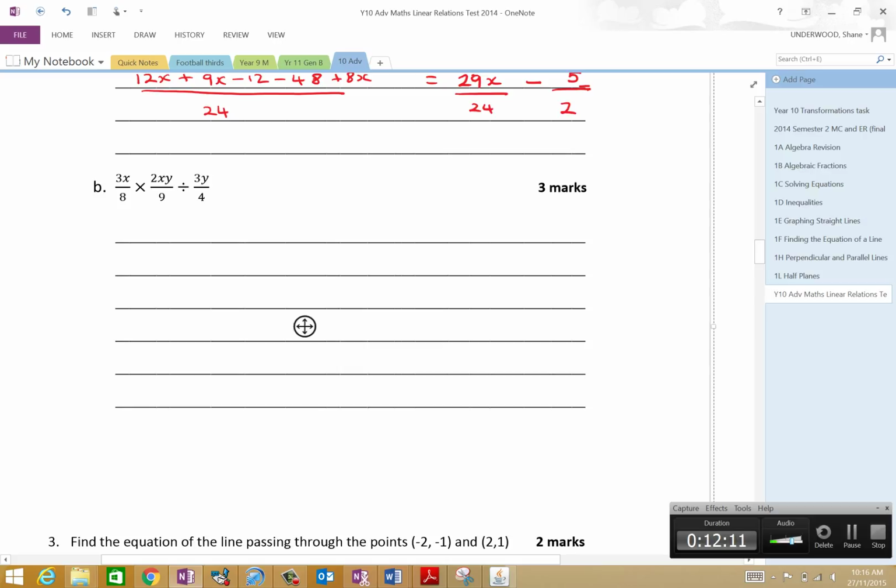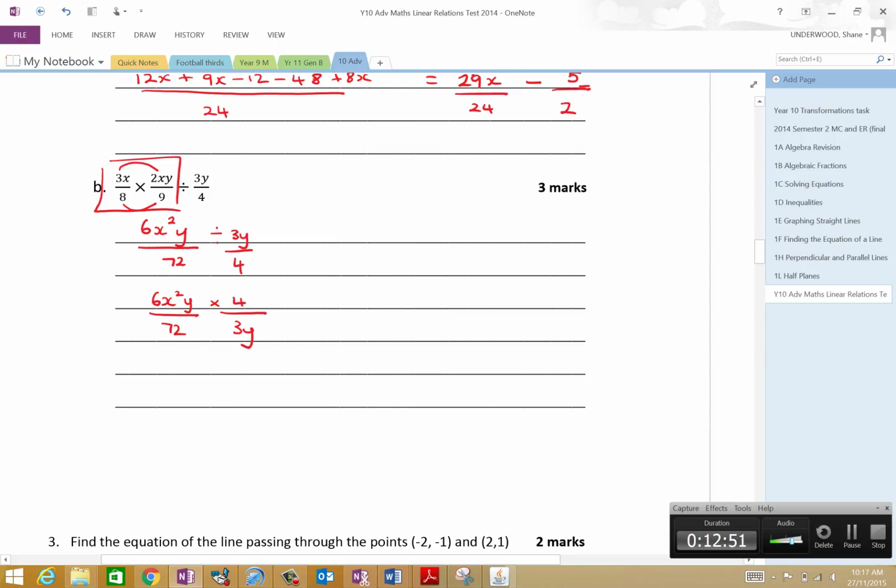3x by 2xy is 6x squared y, and 9 by 8 is 72. I'm doing this, that and that. Now I've got divide by 3y over 4, so I've done the left-hand side. I've done this part first, which would make sense to me. But 6x squared y over 72. I'm going to change that divide, the old flipperoonie, like so.